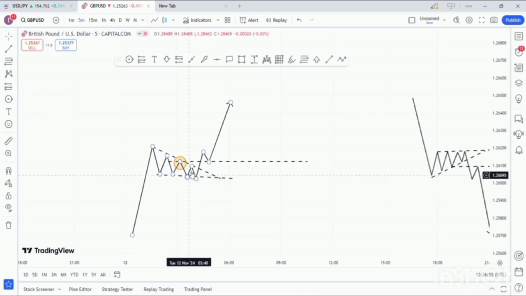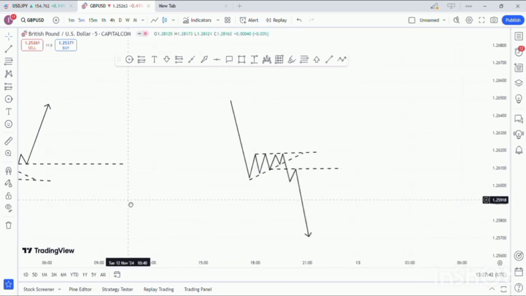Once price breaks above the first high, you want to make sure that price breaks above the second high, and then you want to be taking your entry when price pulls back a little bit. So guys, that's basically it for the falling wedge.